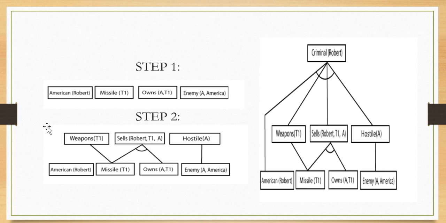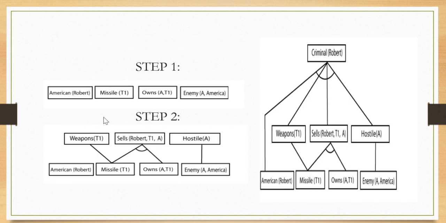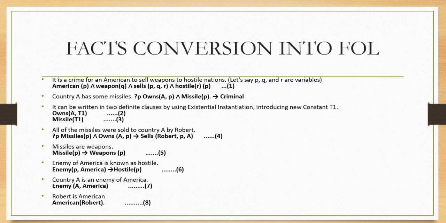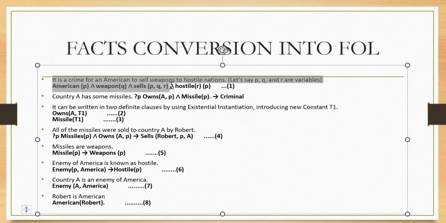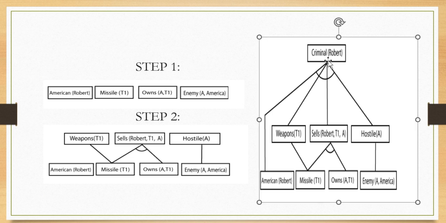Then we check for American of Robert, weapons of T1, sells of Robert comma T1 comma A, and hostile of A. We check for single things. There are no single things. Then we update all the facts, combine all the facts and update the answer. So here it is American of Robert, weapon of Q, and sells of P comma Q, hostile of R comma Q. It gives criminal. So we update it as criminal of Robert. Here American of P, where P is Robert, so criminal of P becomes criminal of Robert. This is how we are updating.